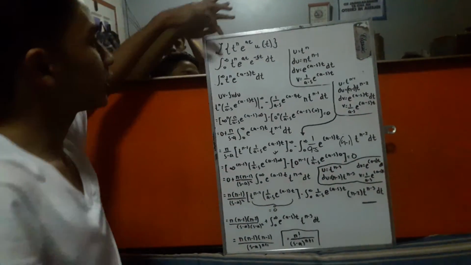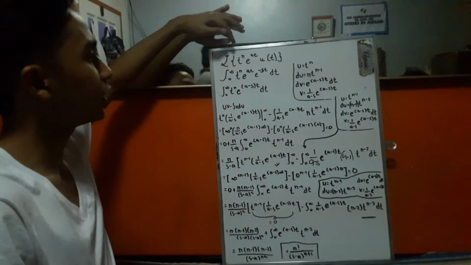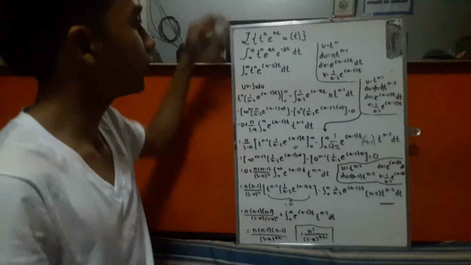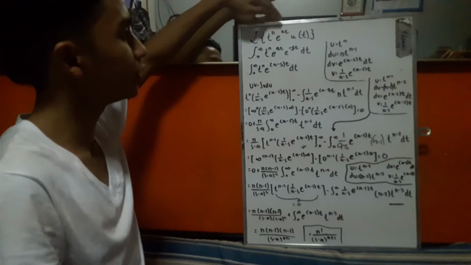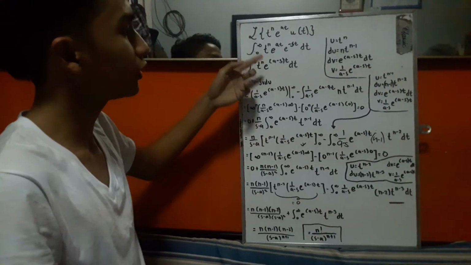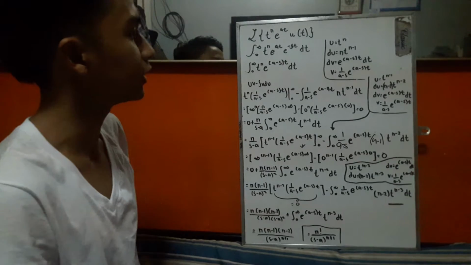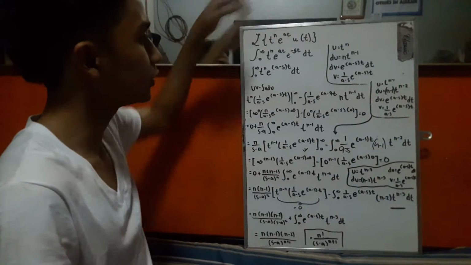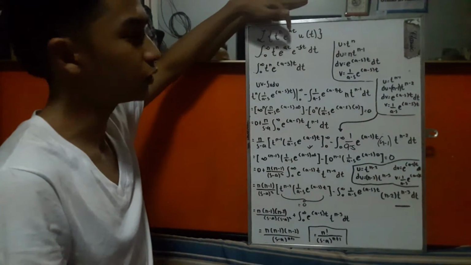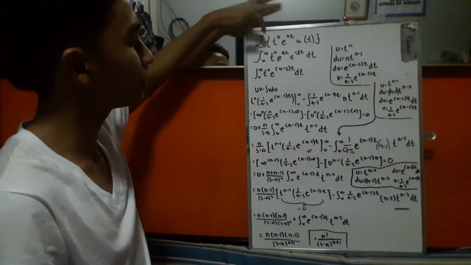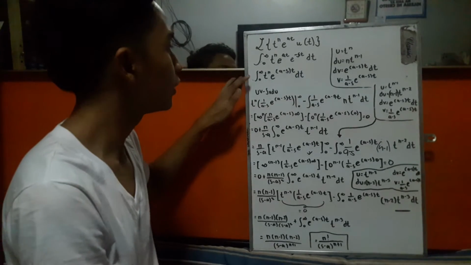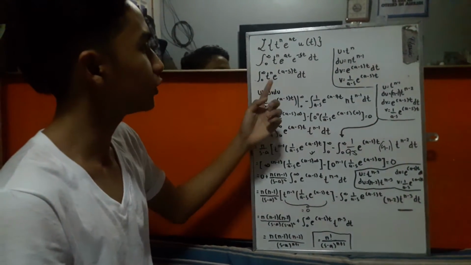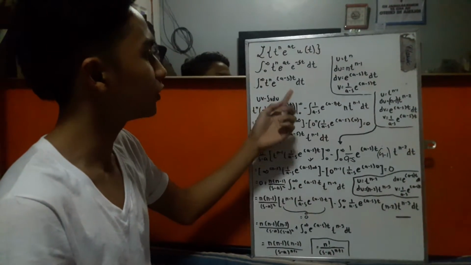So this is the Laplace transform for t raised to n times e raised to at. We are going to multiply it again by the kernel of the transform, which is e raised to negative st dt. By multiplying the same base, we just add the exponents. By doing that, the outcome will be t raised to n times e raised to (a minus s) times t dt.